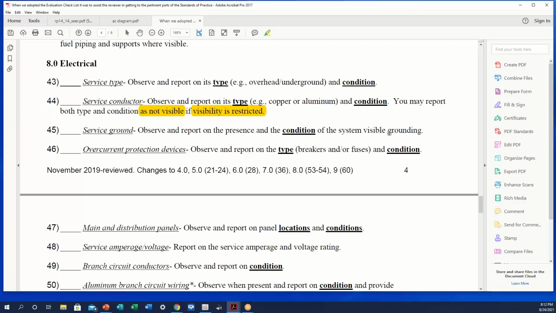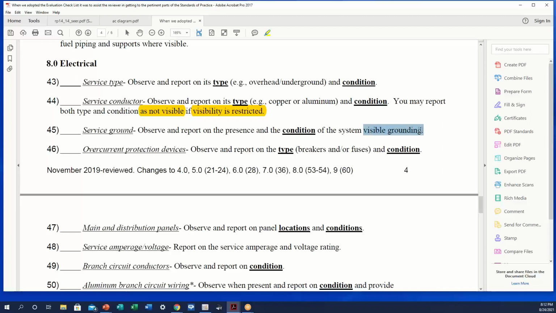Okay, so when you remove the dead front cover, is that what you mean, Harris? Right, when you remove the dead front cover, you're going to see two aluminum bars on the outside edge of the panel, and the ground should go to one side. Okay, and then you have to report whether it's copper or aluminum, right? That is correct.